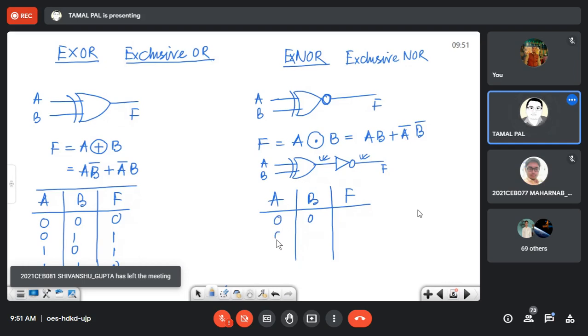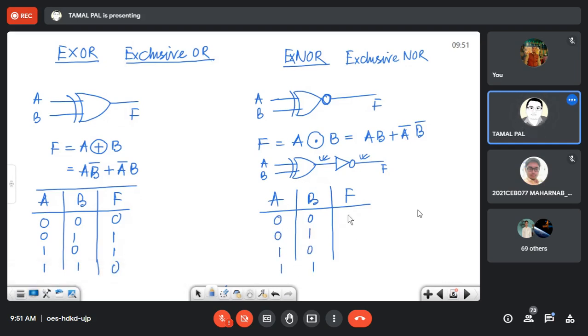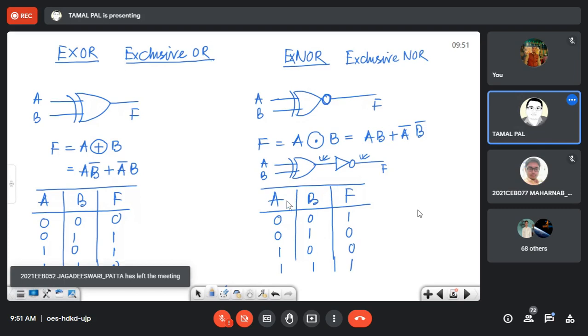So as a result, it will be 1, 0, 0, and 1. I didn't compute it because I know this is the property of this gate, but you can also check it from the expression. Okay.